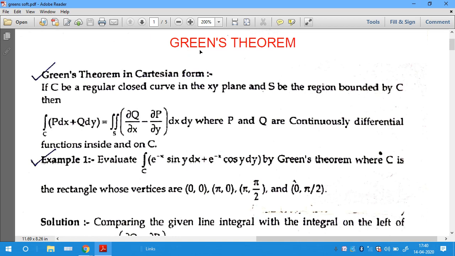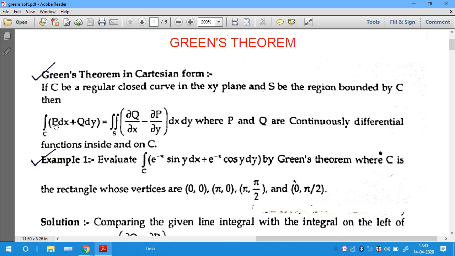Hello students, in this class I am going to discuss the problems related to Green's theorem. There are two types of sums related to Green's theorem. One is evaluate the integral over C of P dx plus Q dy using Green's theorem, and another one is verify Green's theorem.